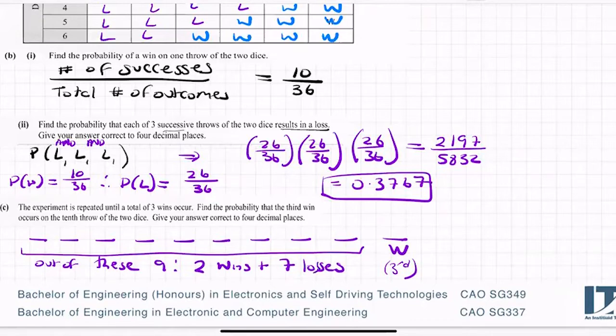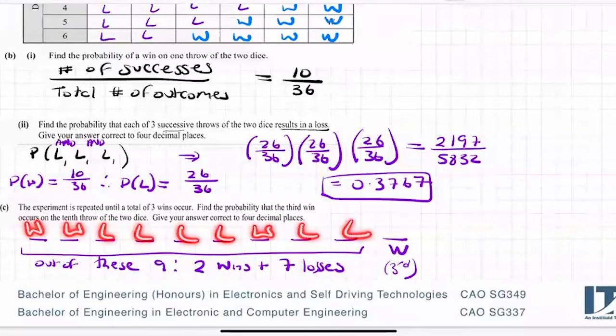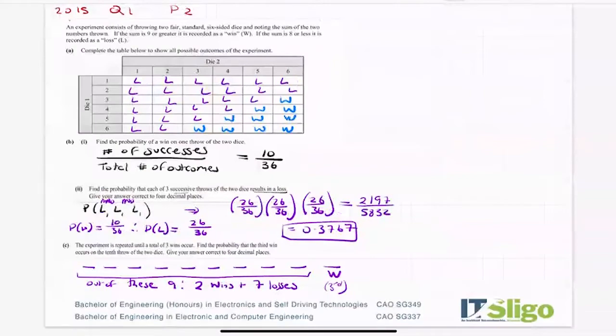Okay, they can be in any order. So in other words, I could have a loss, loss, loss, loss, loss, loss, loss, win, win. Of course, I could have a win, win, loss, loss, loss, loss, win, loss, loss. So there's a huge amount of options for where those wins and losses appear.